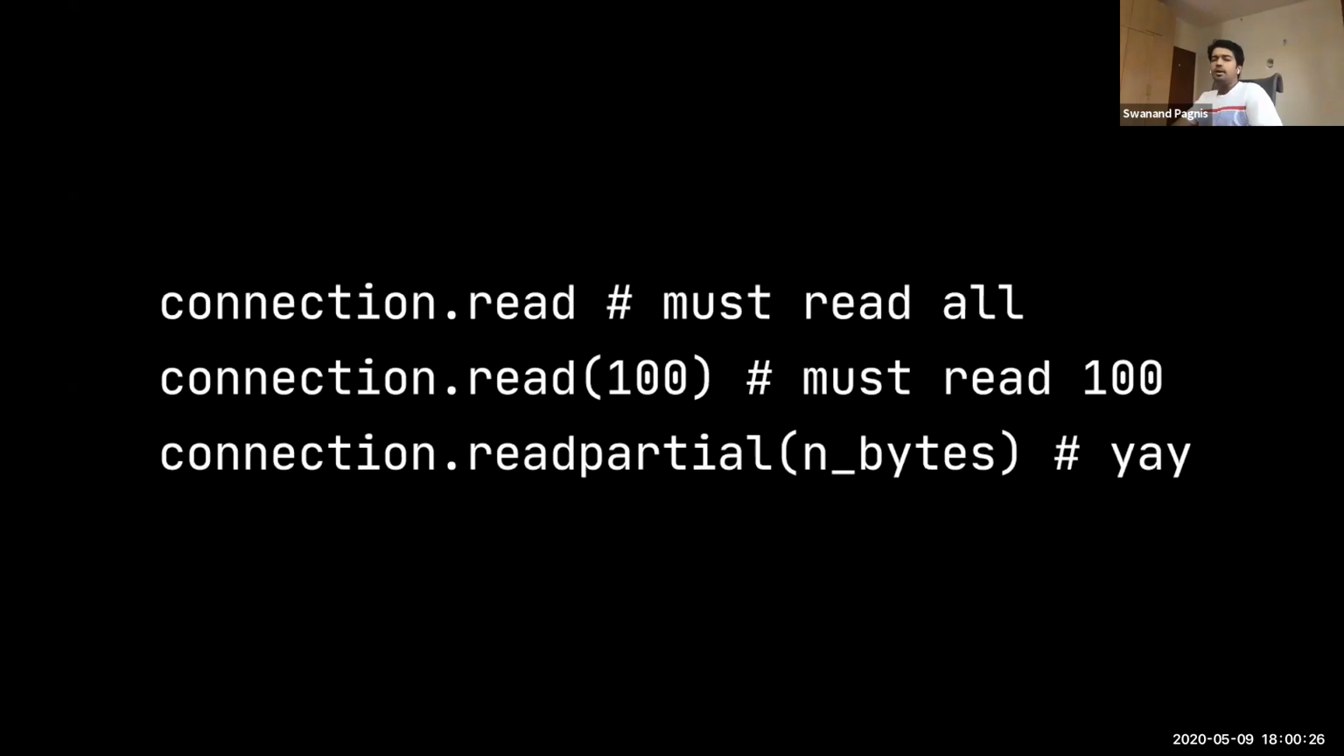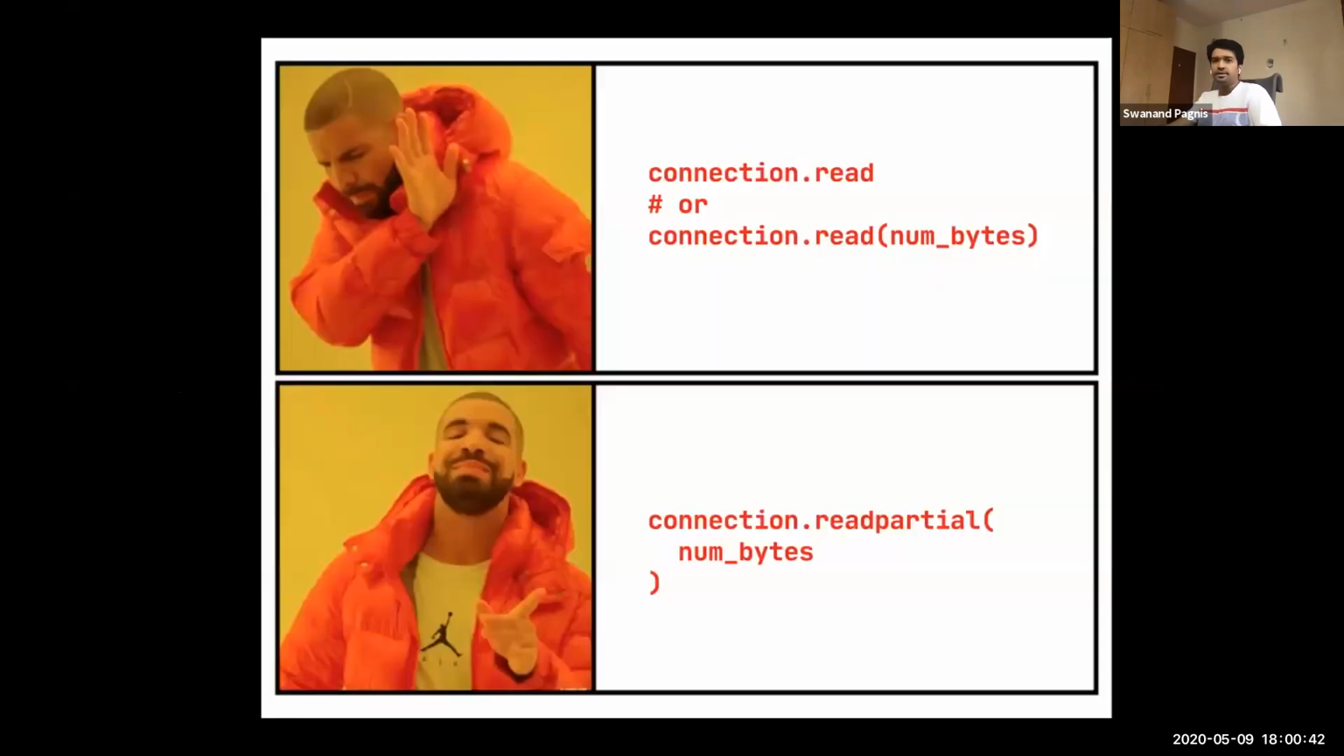EOF event typically occurs when the client either closes the connection or an actual end of file happens. And read partial is the answer to that. Read partial reads it and returns immediately. If you had to call connection.read with X number of bytes, that's something we don't want. What we want to do is read partial.